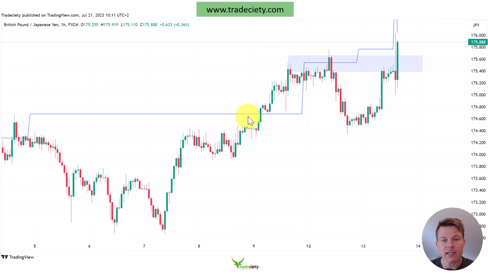Here, another example. The market is in an uptrend. The market was already able to trade here outside of the Donchian Channel, which is a good sign because it shows you that the market is already in a trending mode.